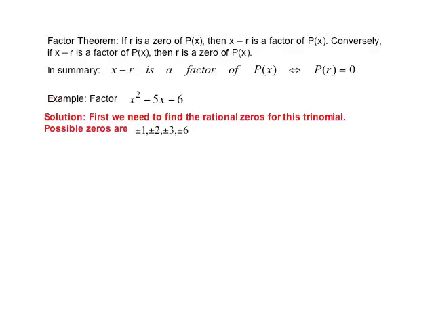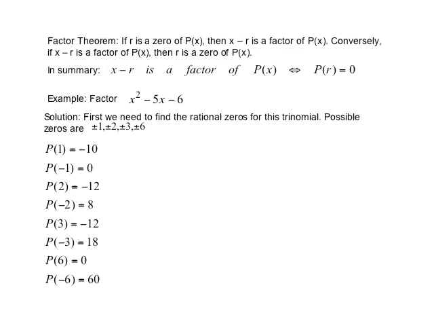First, we need to find the rational zeros for this trinomial. Possible zeros are plus or minus 1, plus or minus 2, plus or minus 3, or plus or minus 6. They're all the factors that will divide into 6. So 1, 2, 3, and 6 will all divide into 6. So we have to check out all, in this case, 8 different possibilities.